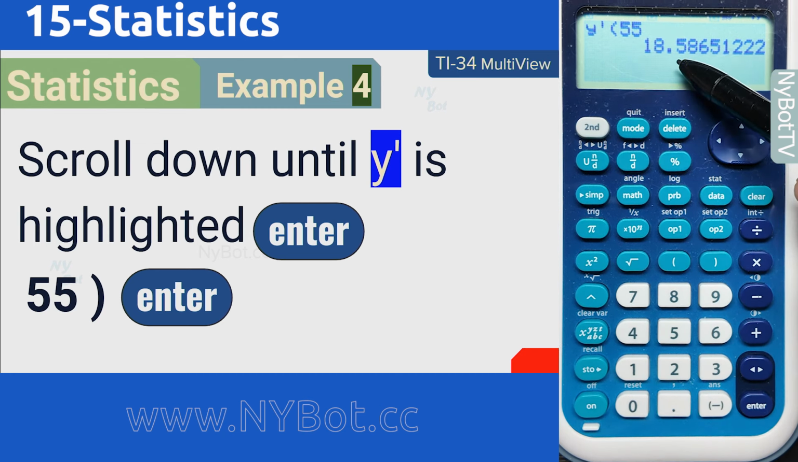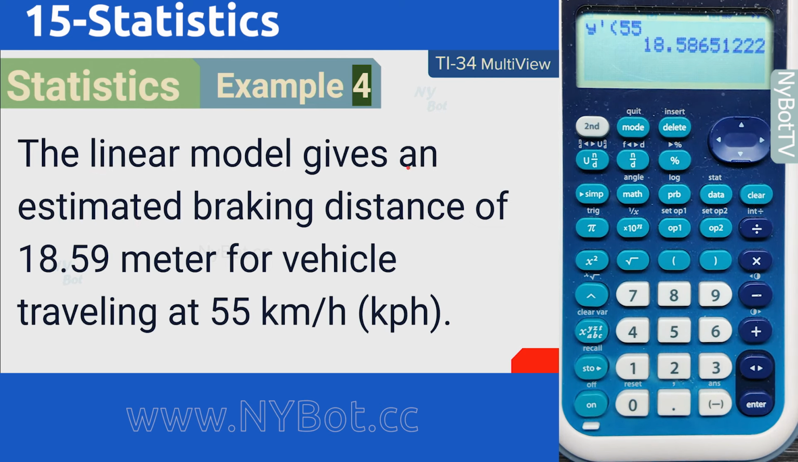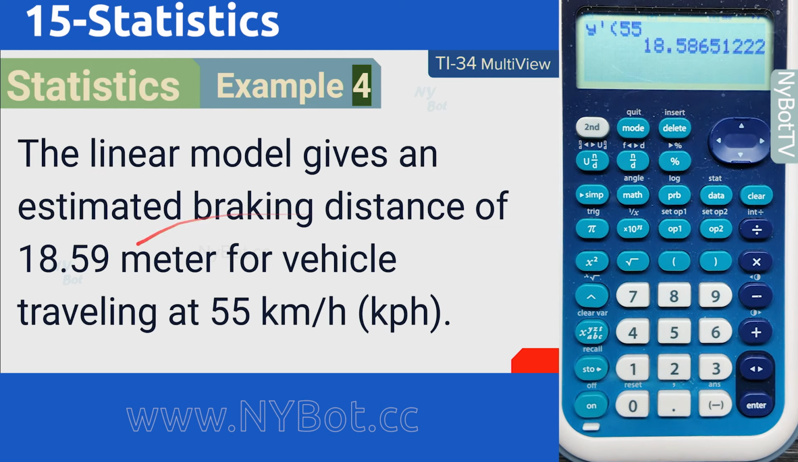At 55 km per hour, the braking distance is, so the linear model gives us an estimated braking distance of 18.59 meter for a vehicle traveling at 55 km per hour.